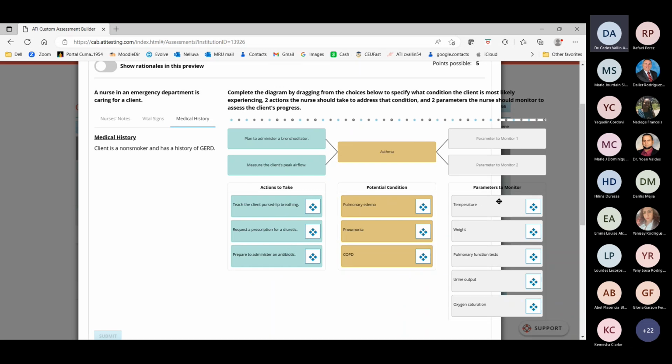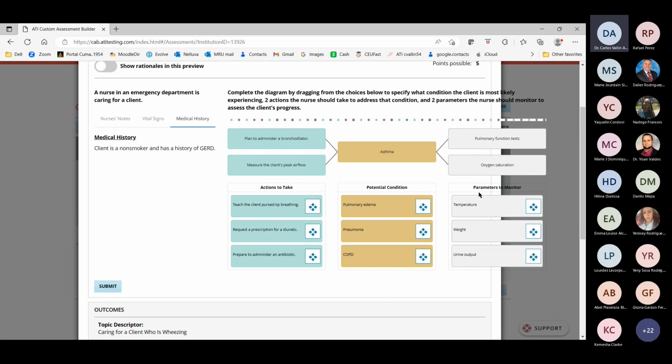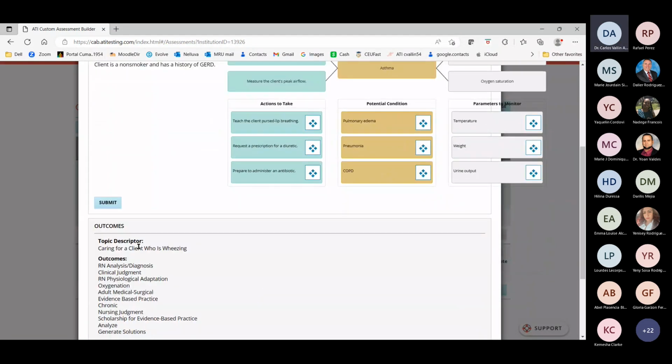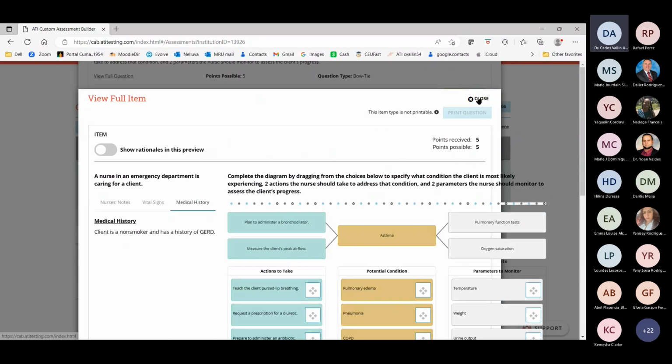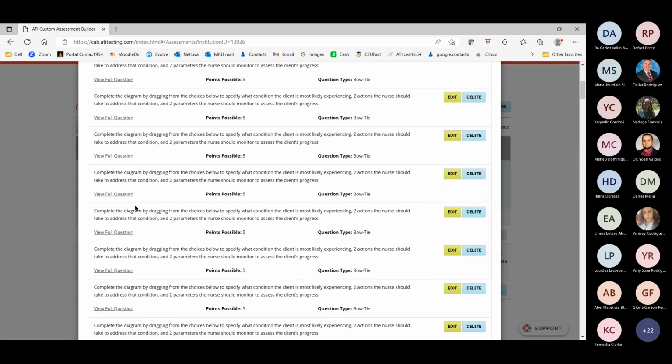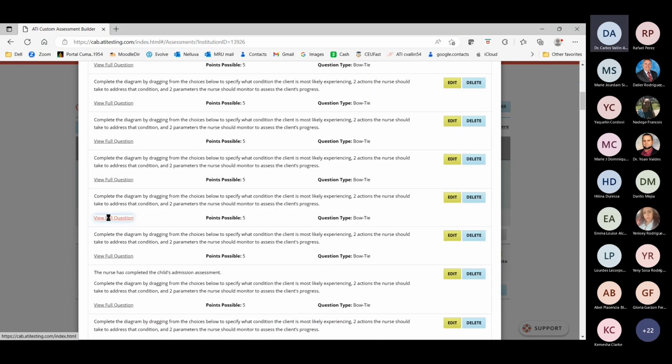Okay, what are we going to monitor? Temperature? No. Weight? No. Pulmonary function test could be. Urinary output? No. O2 saturation? Yes. So obviously pulmonary test, O2 saturation. So no problem with this. No discussion with this question. This question is straightforward. No problem. We got our 5 points. Okay. No problem. Let me see if I have other area.